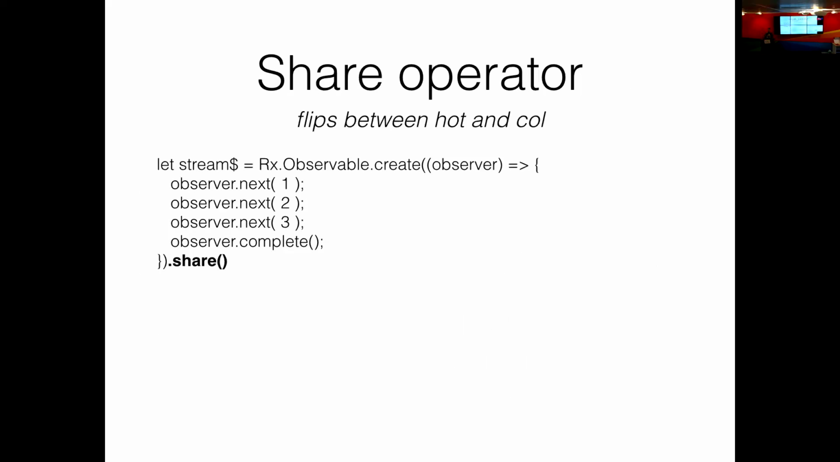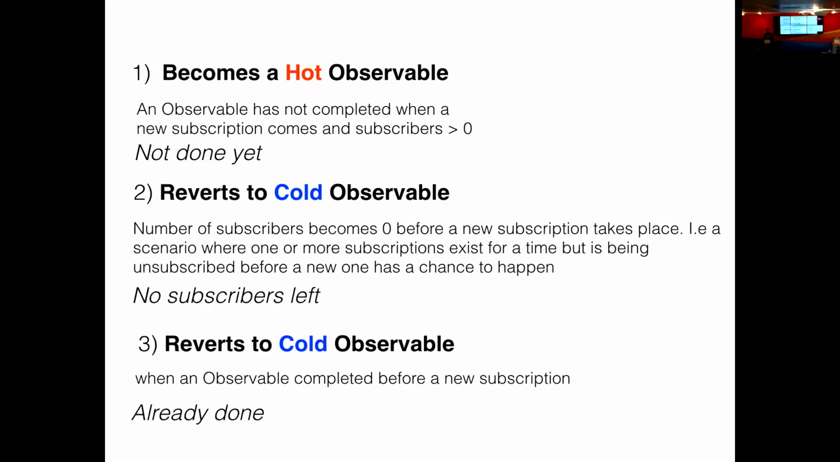There is also something called the share operator. The share operator is like a smart observable in the sense that it flips between hot and cold, becoming either hot or cold depending on what's happening. So what are these situations? There is a case when it becomes hot. This is when an observable has not completed, when a new subscription comes and subscribers are larger than 0. So this essentially means that someone has come to your home, they have started to subscribe, and suddenly you enter. That's when it becomes hot. Before that, it's just a cold observable.